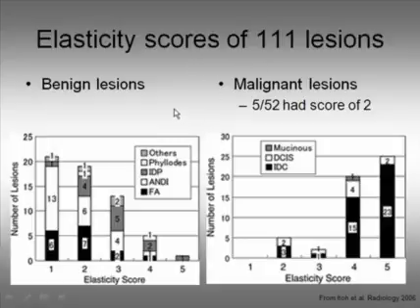And let's look at how they're distributed across all the scores. On the left are the benign lesions, and most of them are score 1 or 2. But notice that the benign lesions are still scattered throughout elasticity scores of 3, 4, and even 5. Similarly, for the malignant lesions, they are mostly score 4 and 5, but there's a substantial number that were score 2 and 3. However, in this series, none of the malignant lesions had an elasticity score of 1.